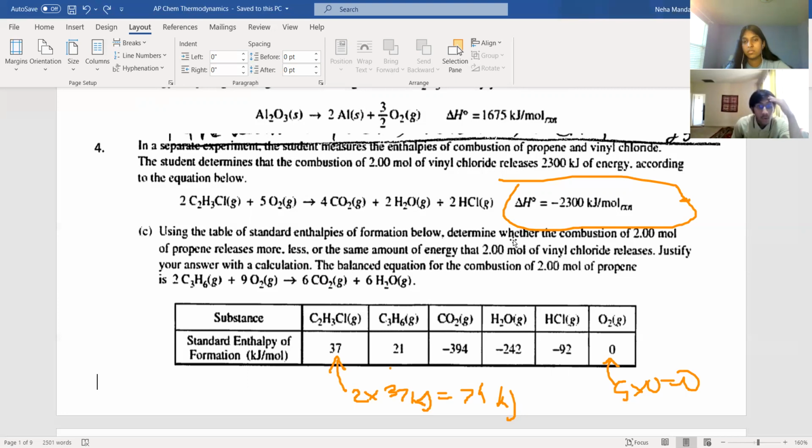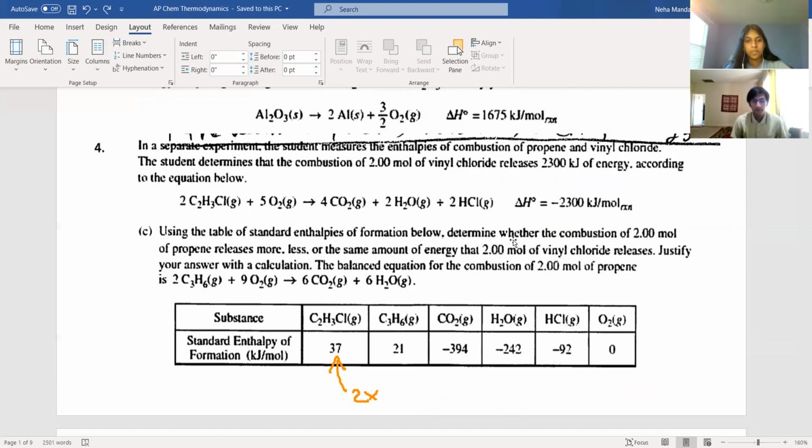Oh, I didn't even see this. Okay. Combustion of 2 moles of propene. Oh, I'm completely sorry. Okay, I'm misunderstanding this. So we need to see whether the combustion of 2 moles of propene here releases more, less, or the same as 2 moles of this releases. Okay, so 2 moles of vinyl chloride releases this much. Yeah. So we need to figure out how much the combustion of 2 moles of this releases.